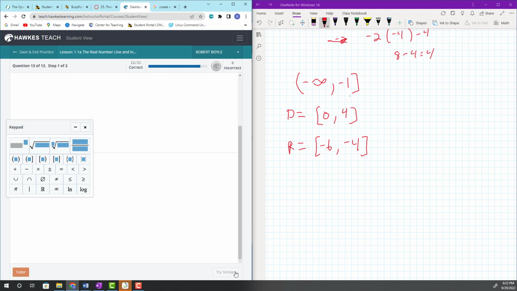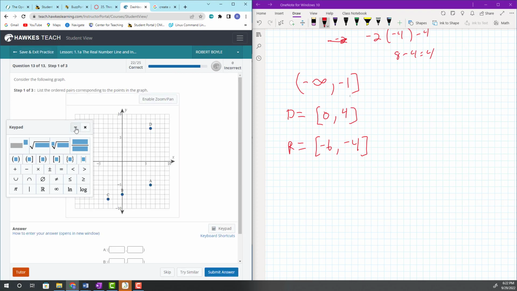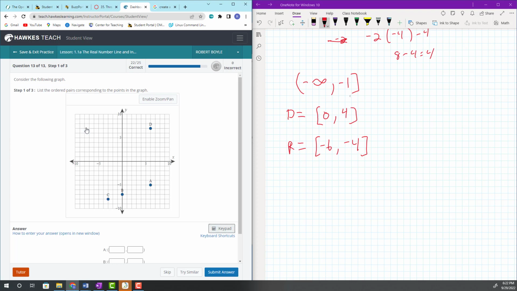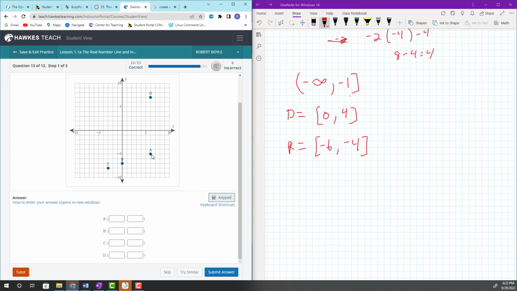Okay, last question. First thing we need to do is we have this graph, and basically this graph is a collection of ordered pairs, and we need to enter in our ordered pairs. Okay, well, here is A. To get to A, we need to go up the x-axis to 6, and then down the y-axis to -5. So up the x-axis to 6, and then down the y-axis to -5. I have to be careful with my use of double negatives.